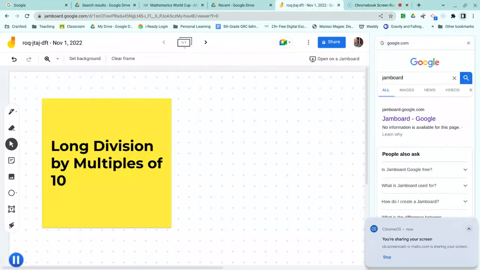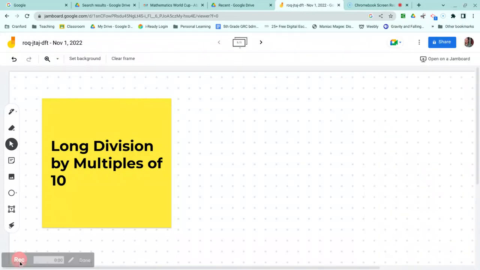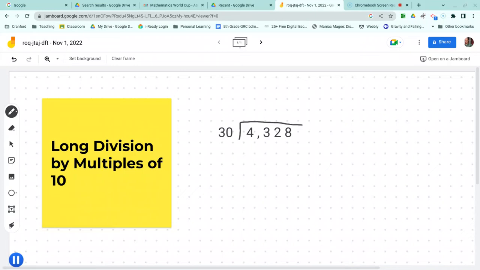All right, this is the video on long dividing multiples of 10. In this video, we're going to be dividing numbers that are in the thousands by two-digit numbers with and without remainders. So think numbers that look like that, right? 4,328 divided by 30.